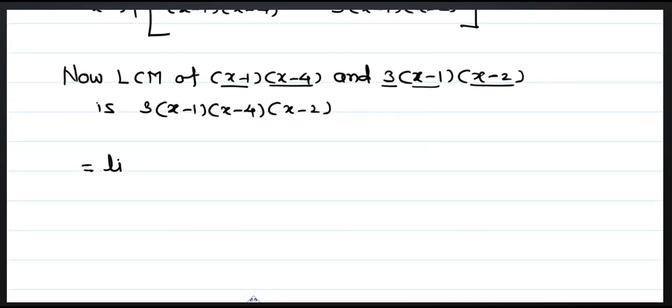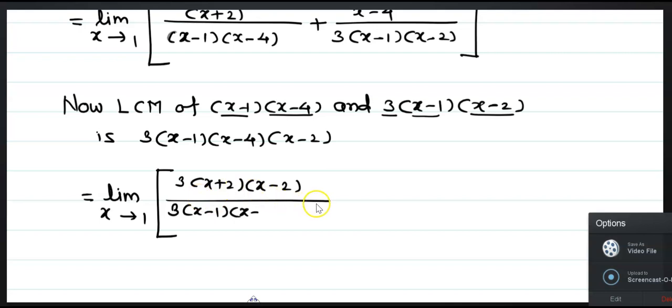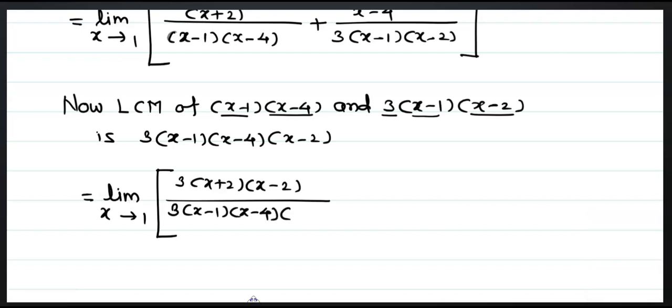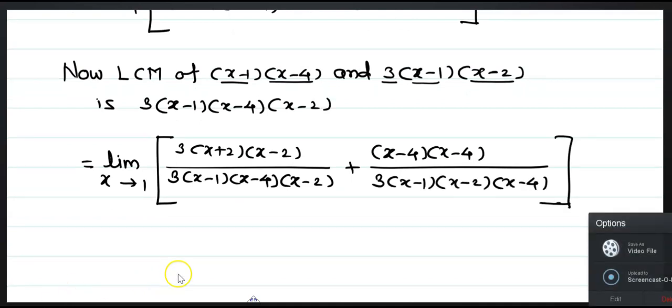This is the LCM. Therefore, limit x tends to 1, x plus 2 into 3 into x minus 2. Therefore, we write 3x minus 1, x minus 2 into x minus 4 plus x minus 4, x minus 4, 3 into x minus 1, x minus 2, x minus 4. This is important. Now, both of them have the denominator as a common.